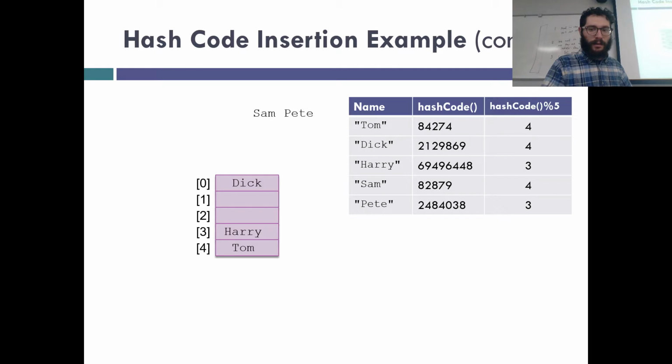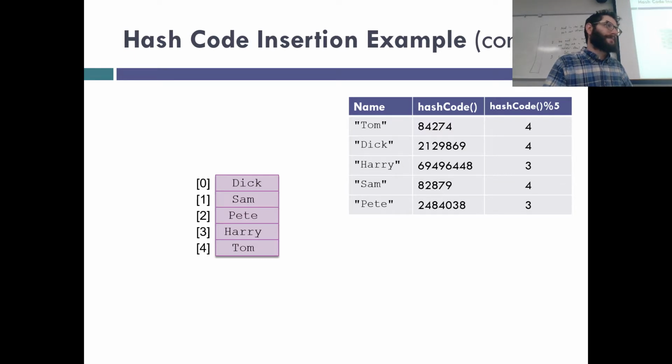Harry maps to index 3. Harry's hash code is this. And again, these are the keys. We don't care about the values right now. We're just simply saying this is where the value associated with Tom would go, where the value associated with Dick would go, where the value associated with Harry would go, where the value associated with Sam would go. Is everybody following why it's going into all these indices? Sam tries to go to index 4, tries to go into index 0, can't go there, so it goes into 1. And then Pete tries to go everywhere until it finds the empty spot.